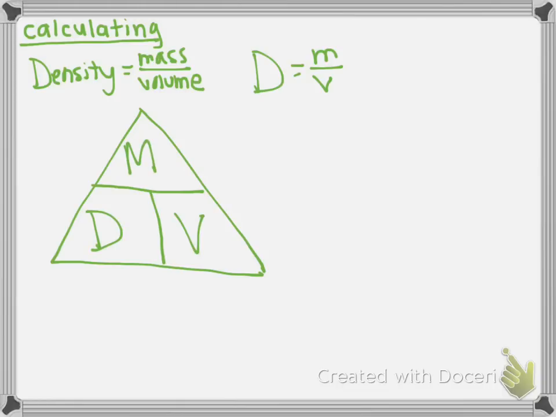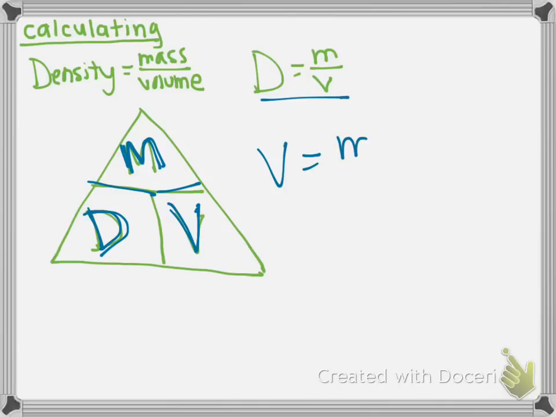And so what this shows is that density is mass divided by volume. You could also look at it as volume is mass over density. Or you could look at it as mass is density times volume.